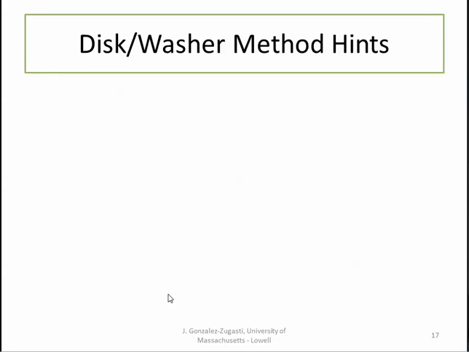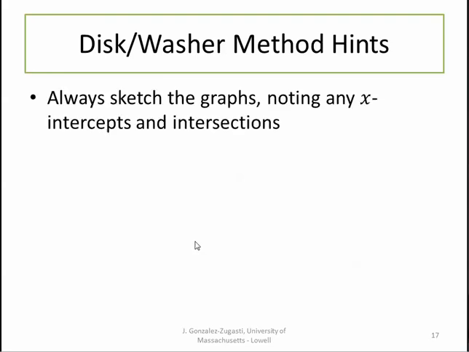Alright, so sometimes it gets a little confusing when you're doing the disk and the washer about what are my limits of integration, what am I revolving around, what variable am I talking about. Here's just a few basic ones to help you out. When you start, always make a sketch of the graphs. And notice I here wrote noting any x-intercepts and intersections. So besides x-intercepts, you might want to know what your y-intercepts are. And when I say intersections here, I mean between all the different curves that are involved in the problem.